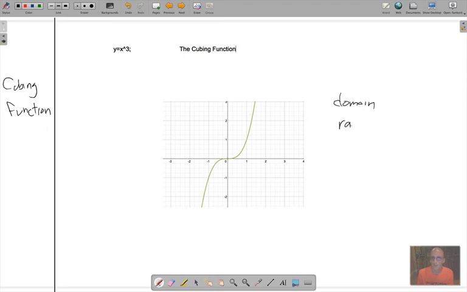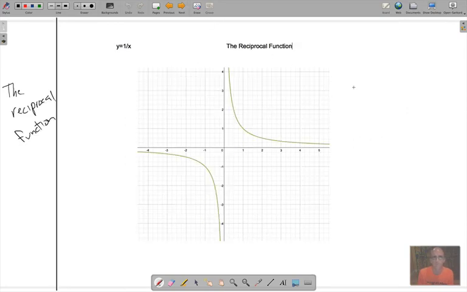The domain and range on this one: x can be any number. You can substitute any number in here, it will never break. And the range actually is also any number. Because if you put a big enough number in here, you'll get a big number, or a negative big number. They both go forever.